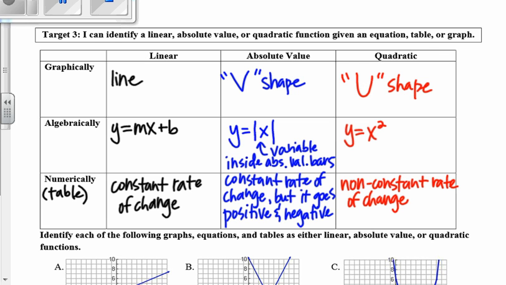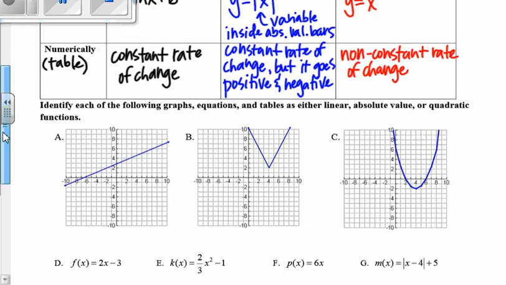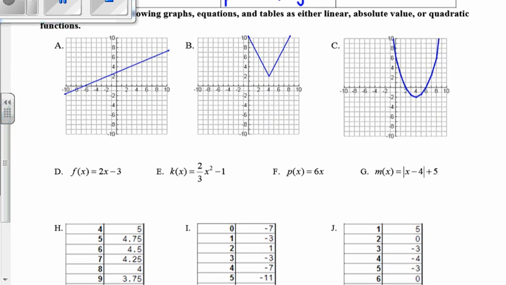Okay, so let's look at some examples here. We're starting with graphs, and so we're going to determine, is this graph linear, quadratic, or absolute value? So on A, it's a line. This is linear. On B, it's a V shape, so it's absolute value. On C, it's a U shape, so it's a quadratic. I always think it's easiest to do this from a graph.